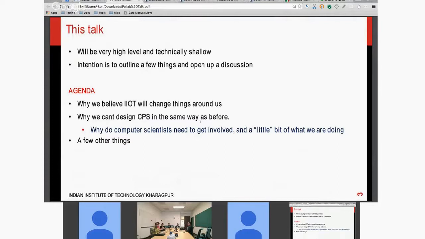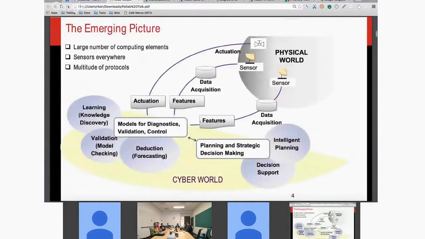We cannot design cyber physical systems as we did in the past because of this change that is going to come, and that is where I try to bring out a few points which are relevant for computer scientists to get involved, in a domain which was predominantly control intensive and a little bit of embedded systems. So I will talk about this a little bit, and then a few other things that we are doing.